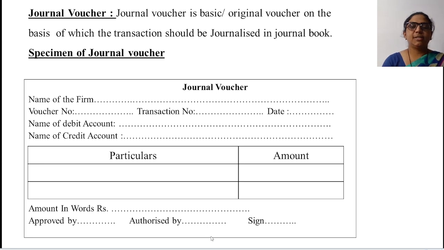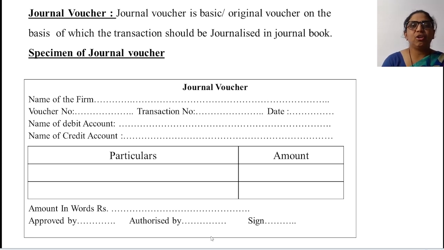Journal voucher is the basic original voucher on the basis of which the transaction should be journalized in the journal book. So, what is a journal voucher? It is the original voucher, or you can say it's a basic voucher, and on that basis only, the transactions are journalized in the journal book. So, the journal voucher plays a very vital role because it is considered an original voucher, and on that basis the transactions are journalized into the proper journal book.